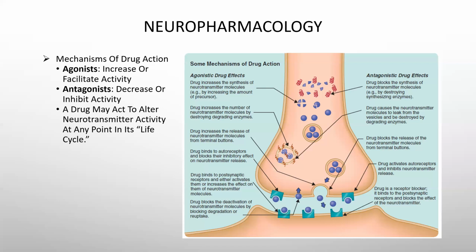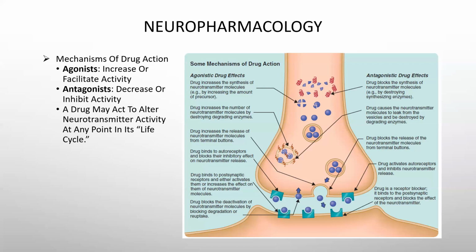The drug binds to postsynaptic receptors and either activates them or increases the effect of the neurotransmitter molecules on them. So this is where you might hear that the drug mimics. A drug is created to mimic dopamine, so it fits into the dopaminergic receptor site and causes that ion channel to open, etc.